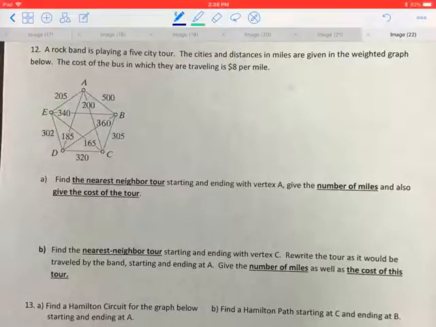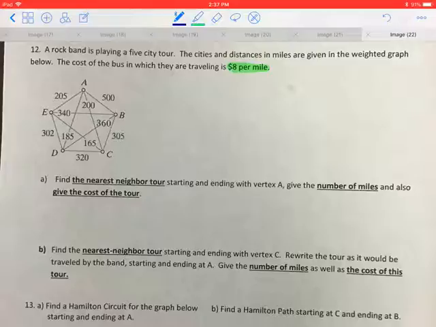This is number 12 on the Exam 2 review. On this one we have that a rock band is playing a 5-city tour. The city and distances in miles are given in the weighted graph below. The cost of the bus in which they are traveling is $8 per mile, so that'll be important later.